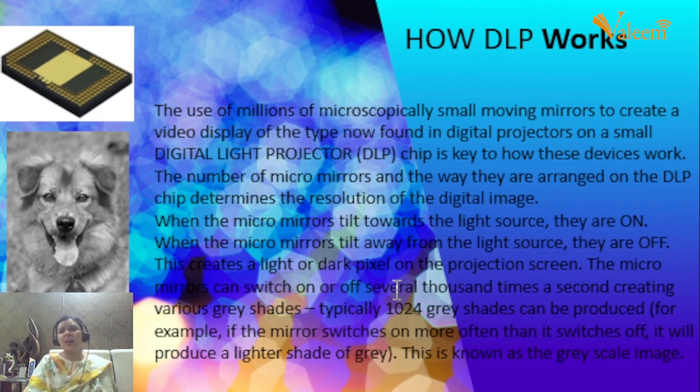About the DLP projector, you must have heard that there are millions of micro mirrors present on a DMD chip, right? When this chip reflects the light, it forms the image. When more light is reflected, the image formed will be of a lighter tone. When less light is reflected, the image formed will be of a darker tone, right? So basically it creates a monochrome image.